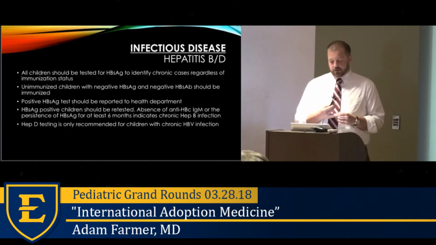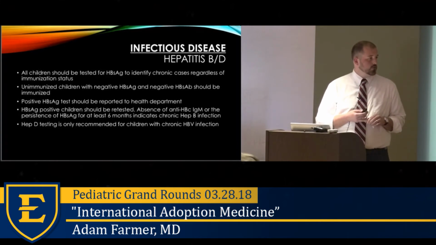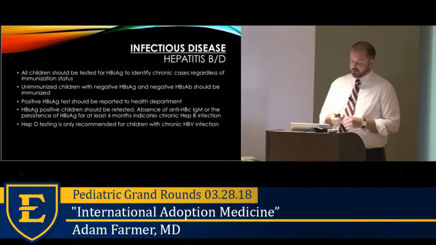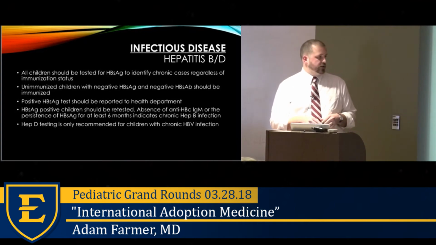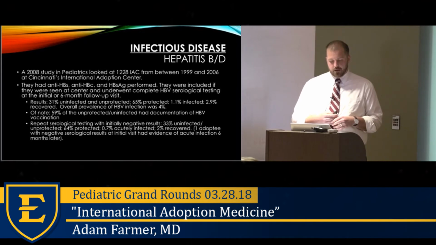You want to look for things like the core antibody as well as persistence of surface antigen, which for 6 months can show a chronic Hep B infection. And then you would only ever test for hepatitis D in the setting of a chronic Hep B.